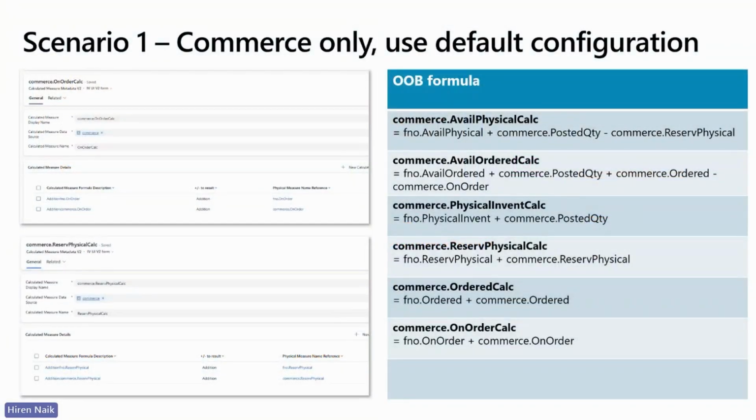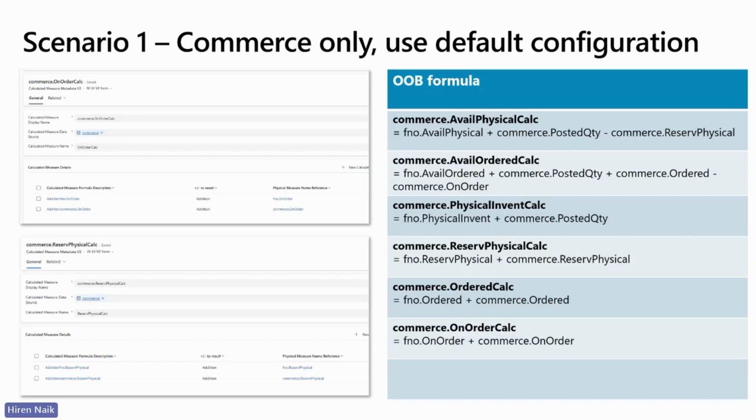Next. So first of all, let's jump into the first scenario, which is you don't have any third-party channels and you're not using the call center orders. You're only using Commerce to process your e-commerce or your POS orders, and you also have HQ as your back office. In this case, it is sufficient to use the default configuration, for example, the default physical measures and calculated measures.